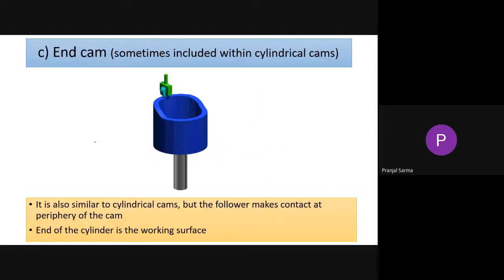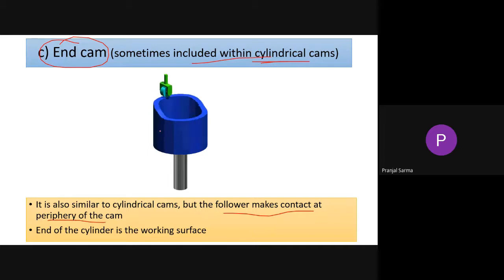So there is another kind of cam known, we call it an end cam. Here the end surface of that particular cam is the actually working surface. Sometimes it is included within the cylindrical cam itself in some books. It is somewhat similar to the cylindrical cam we have discussed, but the difference is the follower makes contact at the periphery of the cam.